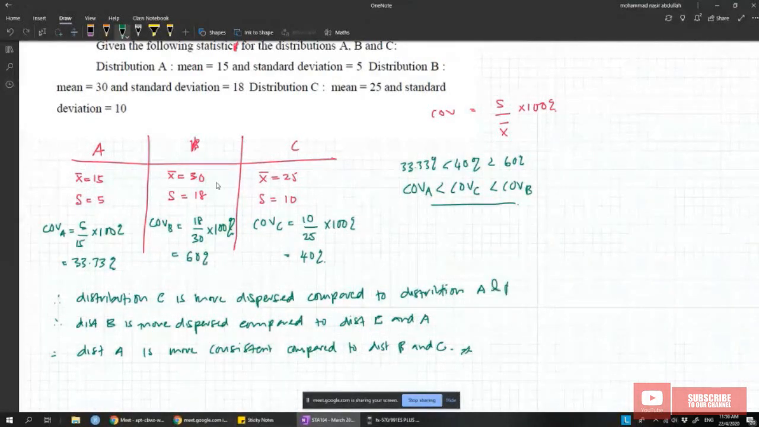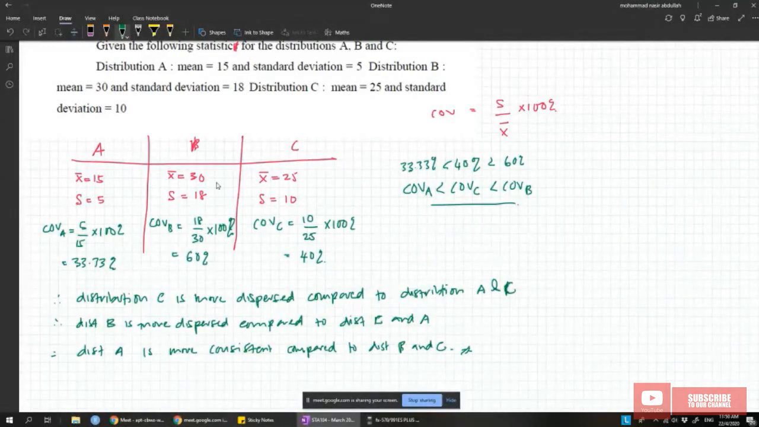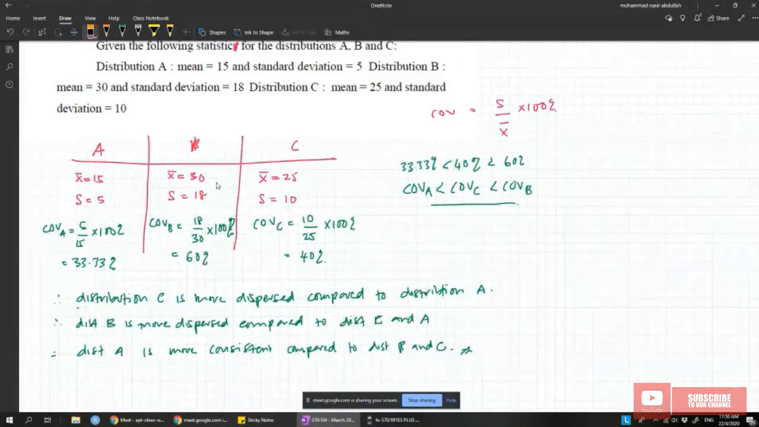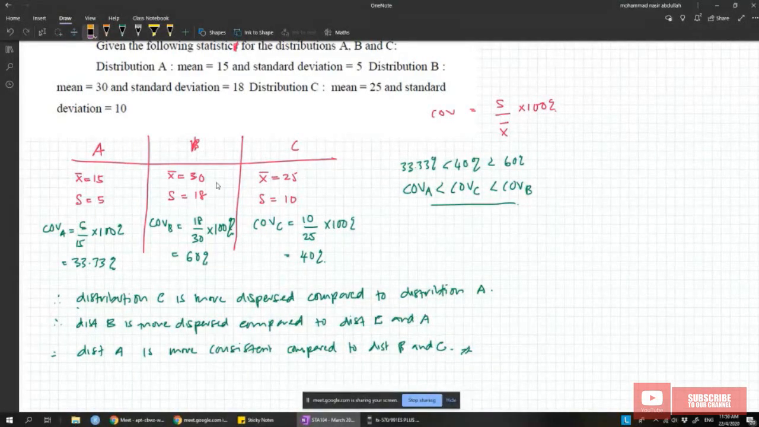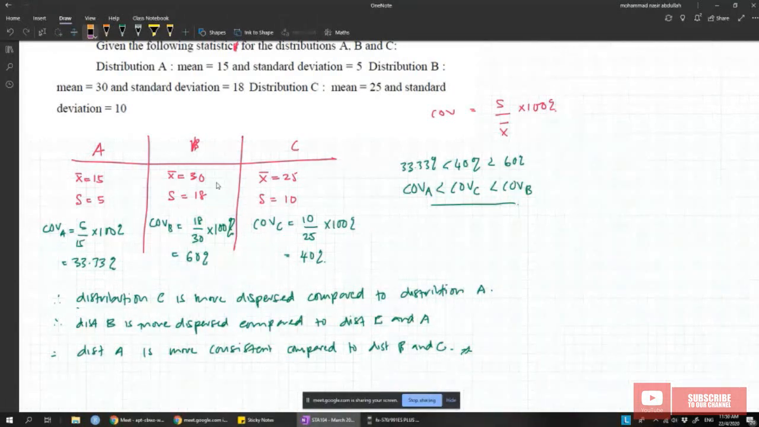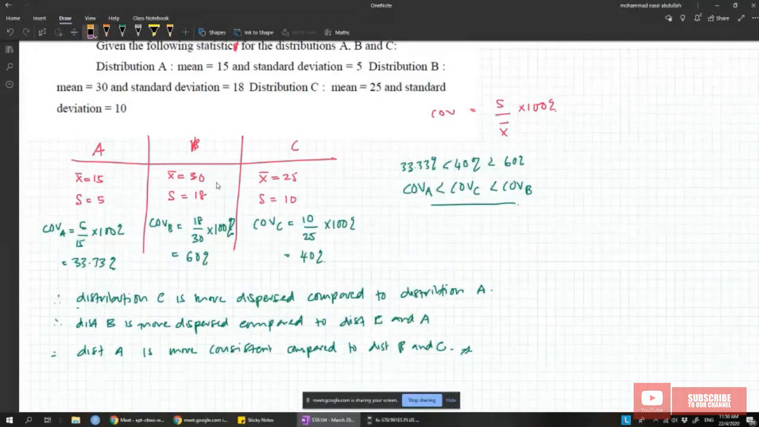Distribution A and B, sorry, A and C. Sorry, this is correct. Distribution C is more dispersed compared to distribution A. Distribution B is more dispersed compared to distribution C and A. And distribution A is more consistent compared to distribution B and C. So this is how we can interpret coefficient of variation, right?